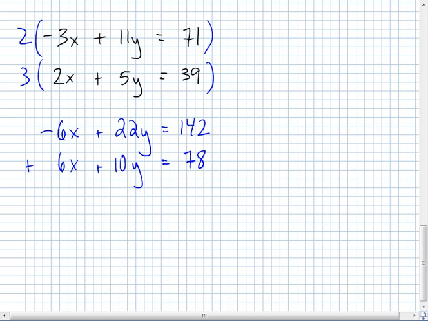So all I'm going to do is add these two equations. 6x, negative 6x plus 6x is simply 0. 22y plus 10y is 32y, and 142 plus 78. Whoa. Sorry, I just realized I made a mistake here. Yeah, I'm sure you caught it as well, but that should be 15y, which makes this 37y and not 32. Sorry about that. I knew something wasn't working out. Okay, and that makes this 220.